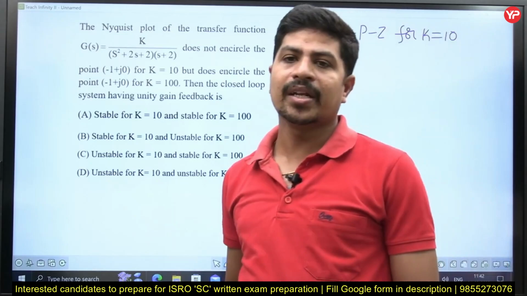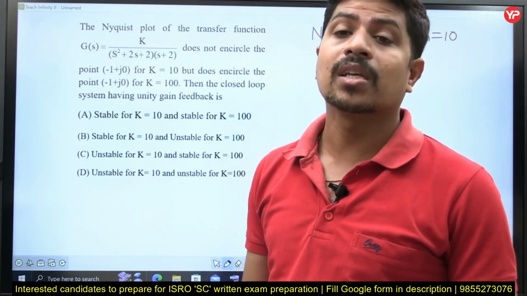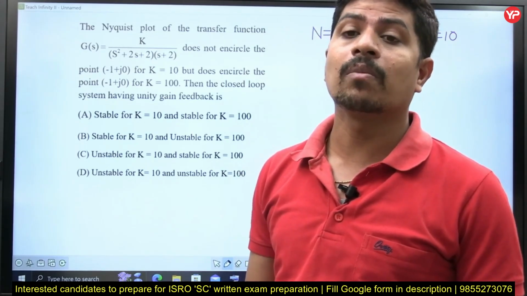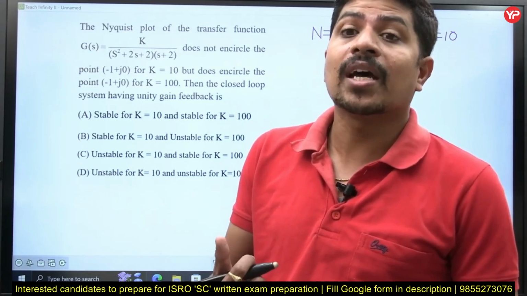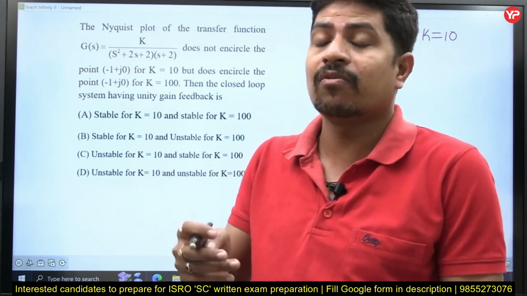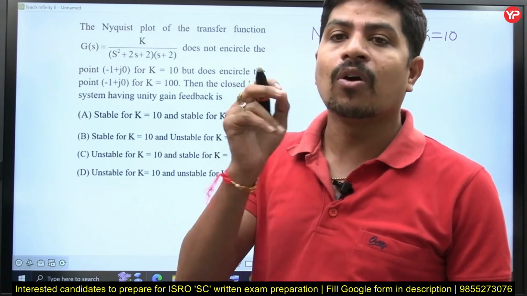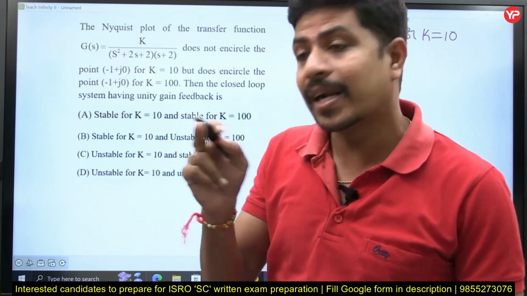In the Nyquist stability criterion, N is equal to P minus Z, where N is the number of encirclements with respect to the critical point minus 1 comma j0. P is the number of open loop poles which are in the right half of the S plane. Z is the number of closed loop poles which are in the right half of the S plane.